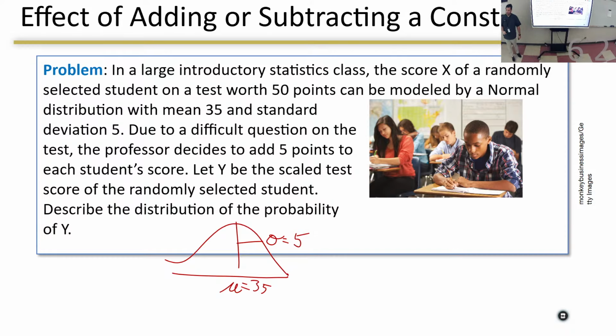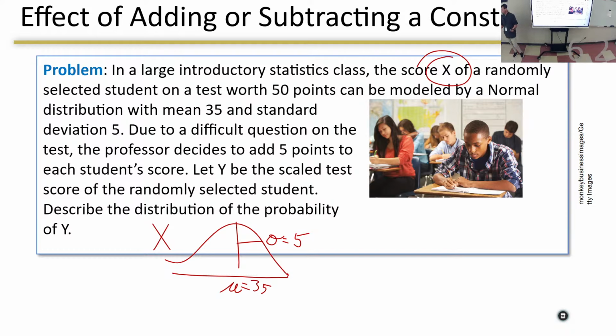Just a habit I get into. Anytime they tell me that, I draw it. Due to a difficult question on the test, the professor decides to add 5 points to every student's test score. Let Y be the scaled test score. So recognize this. This was X, the distribution of X. X is a normal distribution with a standard deviation of 5 and a mean of 35. Describe the distribution of Y.